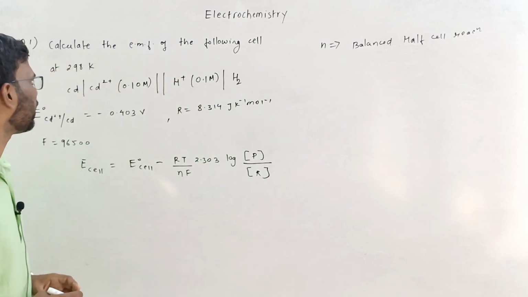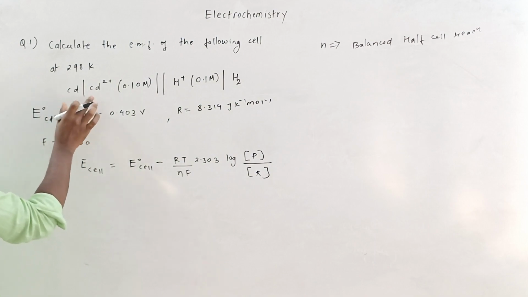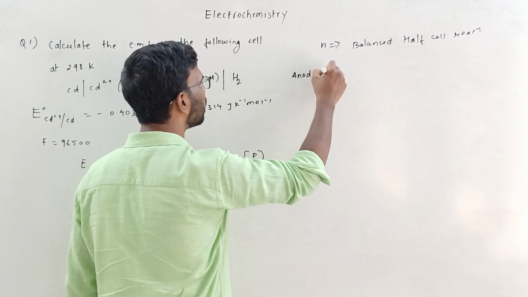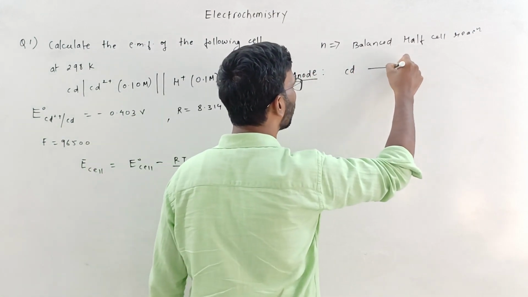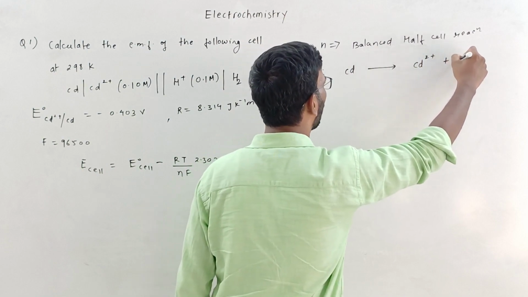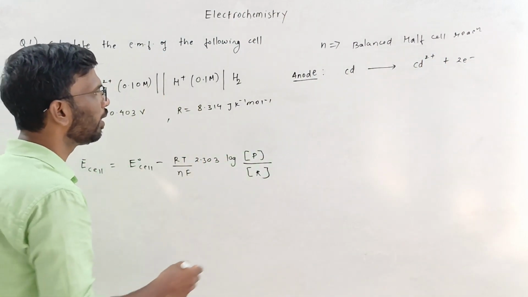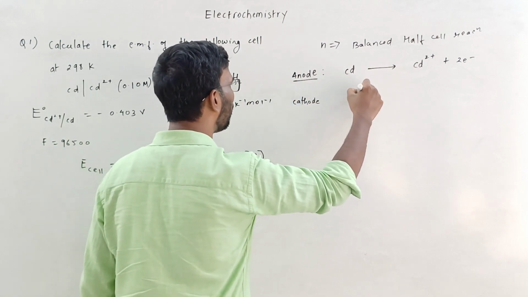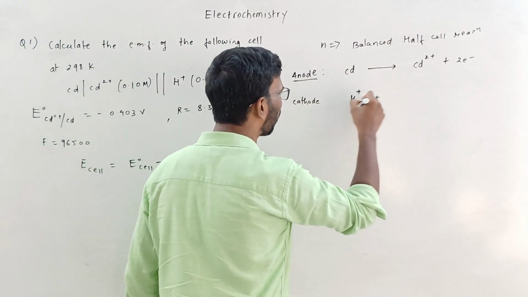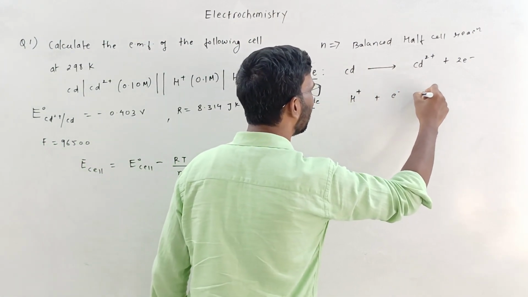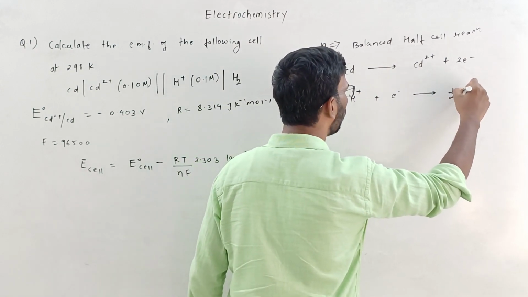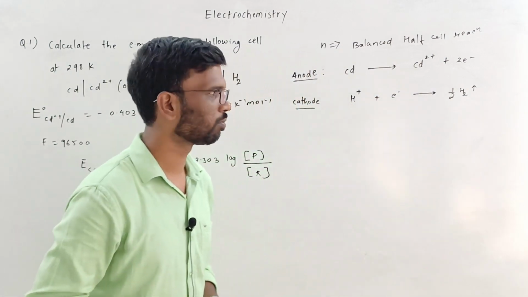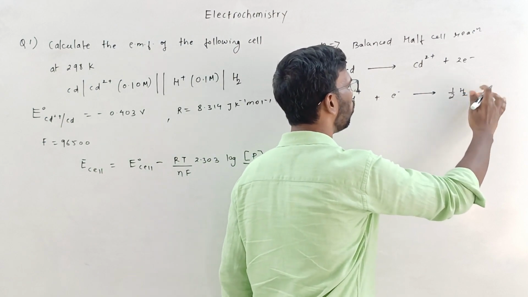So first we'll write a half cell reaction. If you see over here, this is the left, right? Anode. So at the anode, what is the reaction taking place? Cadmium getting oxidized to cadmium 2 plus by loss of 2 electrons. Now at the cathode, what is happening? The hydrogen plus is accepting one electron and it will change to half mole of H2 gas. Half mole of H2 is there, and this is balanced. We can write it this way.